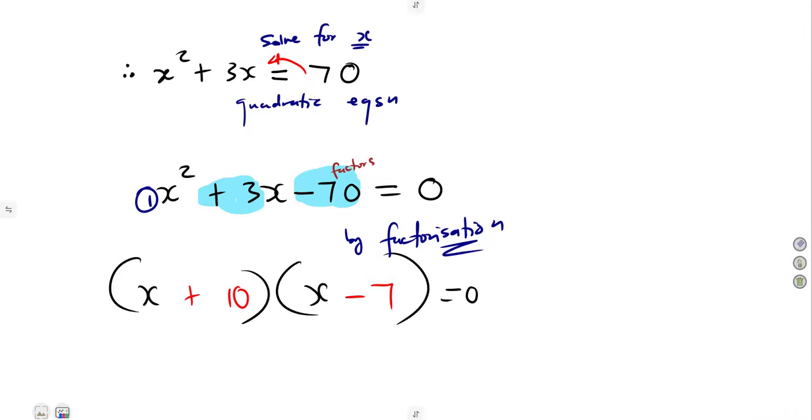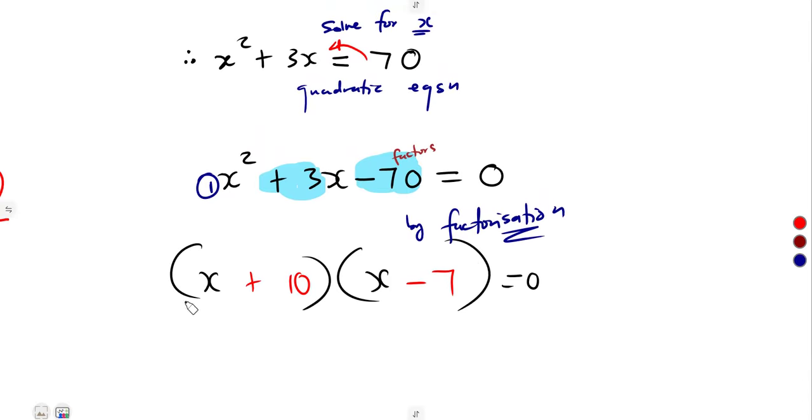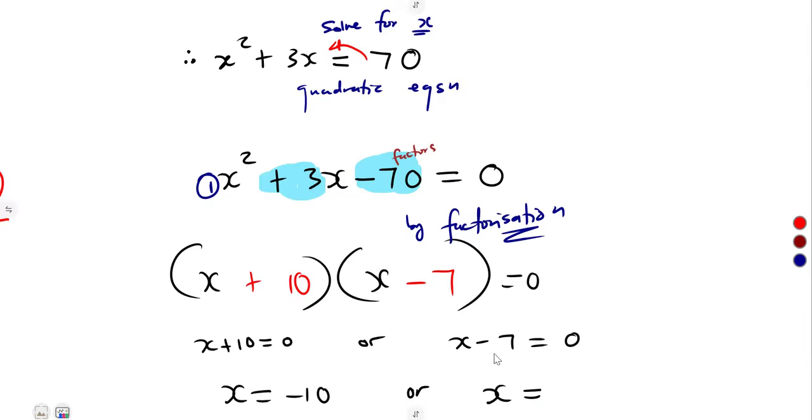Let us solve for x. So remember the zero product, each bracket must be equal to 0. x plus 10 equal to 0, or x minus 7 equal to 0. So x will be equal to what? 10 to the other side is going to be a negative. Change the sign. For x minus 7, the 7 to the other side is going to change to a positive, or simply subtract 10, subtract 10. Here add 7, add 7. So these are the possible values of x.